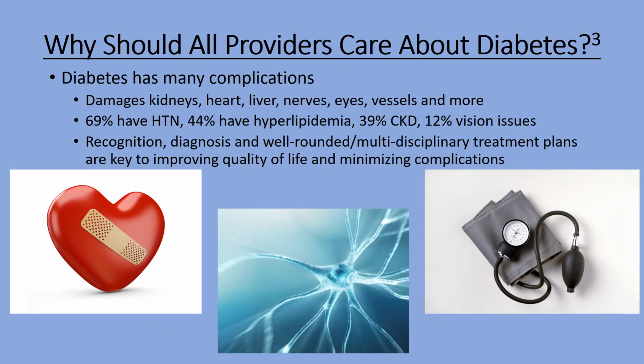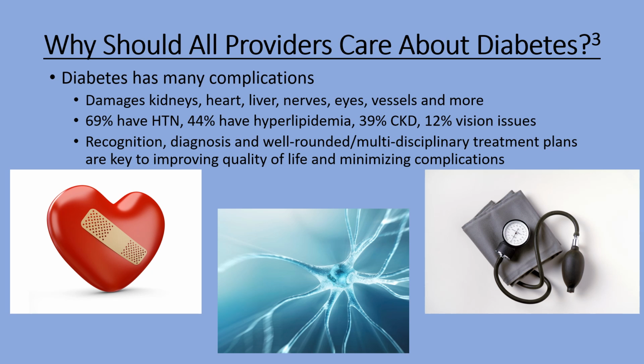So why should all providers care about diabetes? Diabetes has many complications that impact many different organs. Diabetes can damage your kidneys, heart, liver, nerves, eyes, vessels, and other structures throughout your body. Among patients with diabetes, 69% have hypertension, 44% have hyperlipidemia, 39% have CKD, or chronic kidney disease, and 12% have vision issues including blindness and loss of vision.